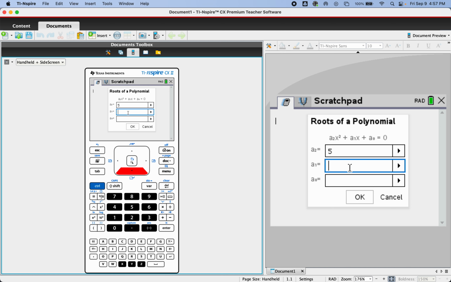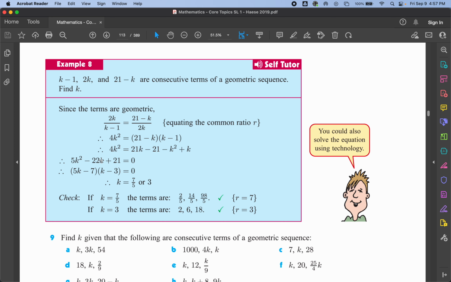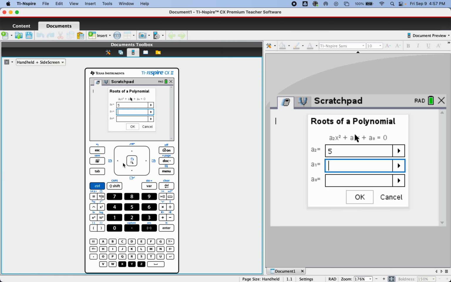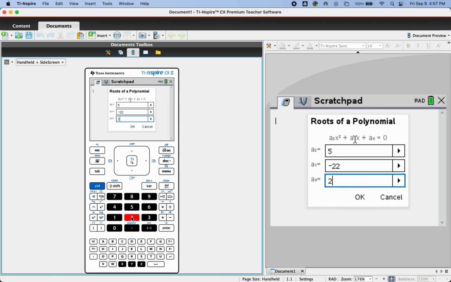The A1 in this kind of layout is the coefficient of x. That was negative 22, and then our constant term is 21. So I'm going to put negative 22. I'll push tab again and put positive 21. Okay, and I just double check everything's right. I can click enter.